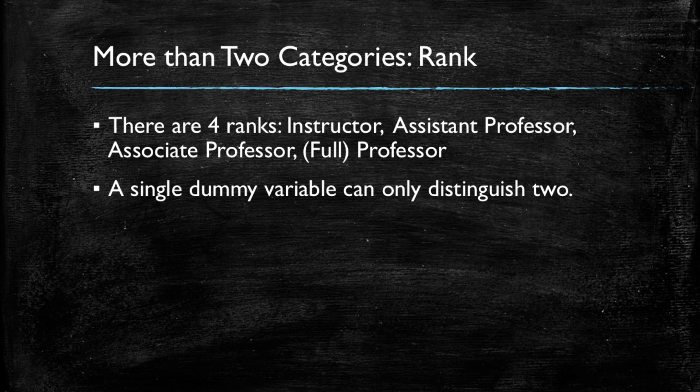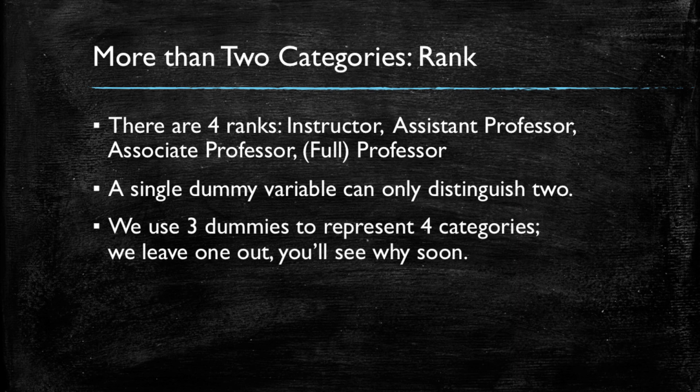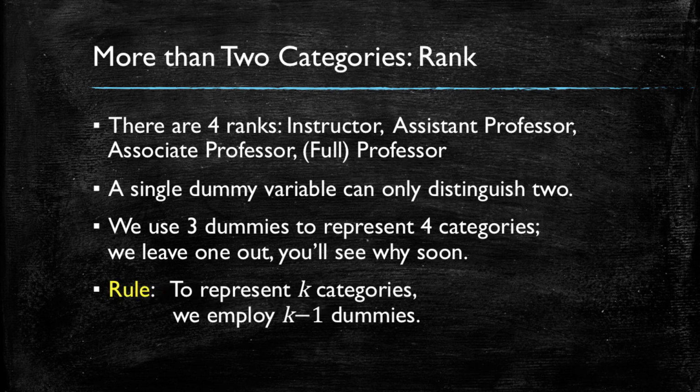What we will do to solve this issue is use more than a single dummy variable. And in this case, we will be using 3 dummy variables to represent the 4 different categories of rank. Note that we're leaving one out, and you'll find out why soon. For now, it is important that you learn this rule. Whenever we want to represent k categories, we will be using k-1 dummies. We always leave one category out.